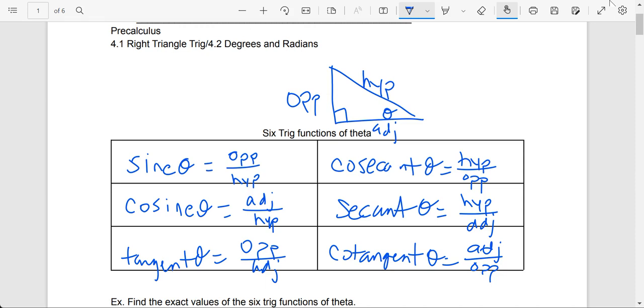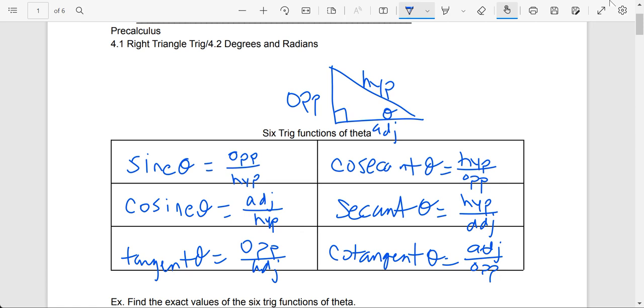Hello, everybody. 4.1 and 4.2, right triangle trig and degrees and radians. 4.1 should be pretty much a review. Hopefully you've done all this stuff in 4.1, which is why we're combining both, okay? And they're both not terribly difficult topics.